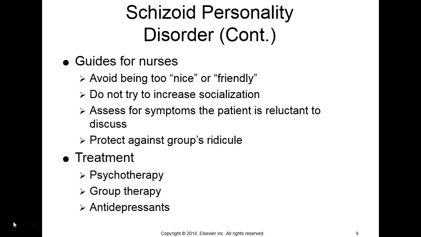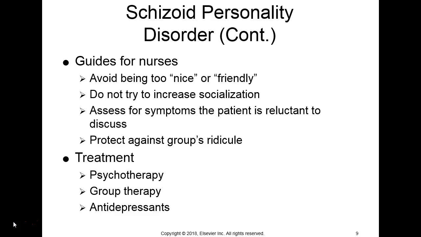So a guide for nurses, again, is to avoid being too nice or too overly friendly because they also will be suspicious about why you are being so friendly to them, because they don't see that you would have a reason to be that way. Don't try to increase their socialization. That would be a really, really difficult position to put them in and make them feel very uncomfortable.